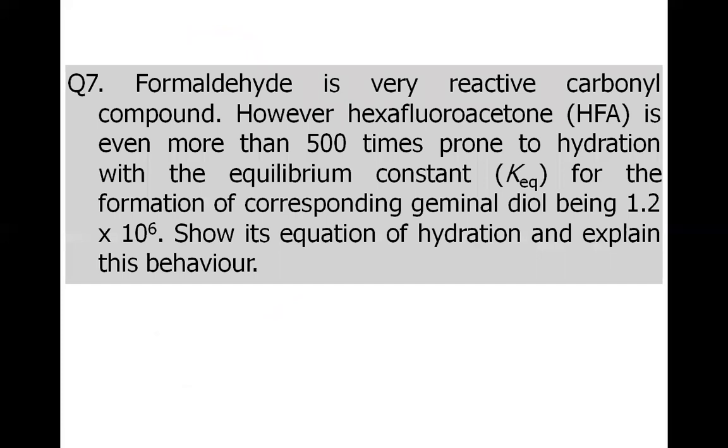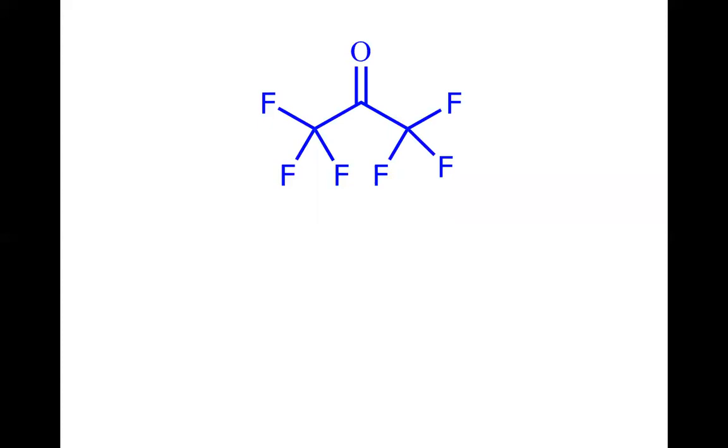The last question for assignment 1. It was asked, formaldehyde is a very reactive carbonyl compound. However, hexafluoroacetone is even more than 500 times more prone to hydration, with the equilibrium constant for the formation of the corresponding geminal diol being 1.2 million. Show its equation of hydration and explain this behavior. So this is the structure of hexafluoroacetone, and here you can see 3 fluorines attached to the left-hand side carbon and 3 fluorines attached to the right-hand side carbon. So overall we have 6 fluorines, and fluorine is very electronegative, in fact the most electronegative element of the periodic table, and hence all 6 fluorines will pull the electron density toward themselves, and this will make the central carbonyl carbon extremely electrophilic, and hence any nucleophile may approach and attack this carbonyl carbon easily.